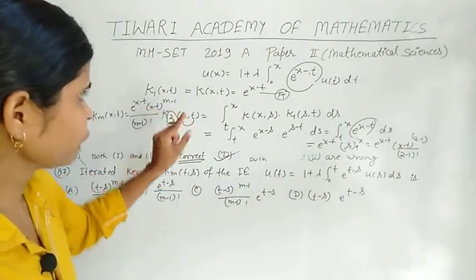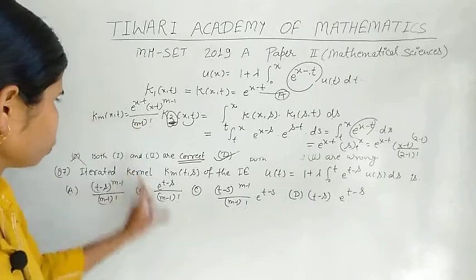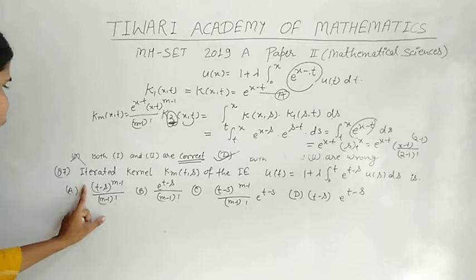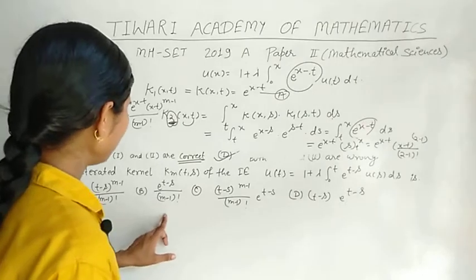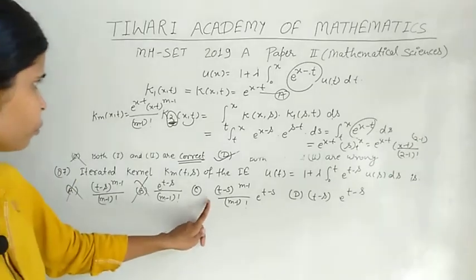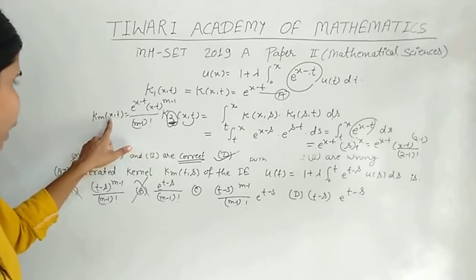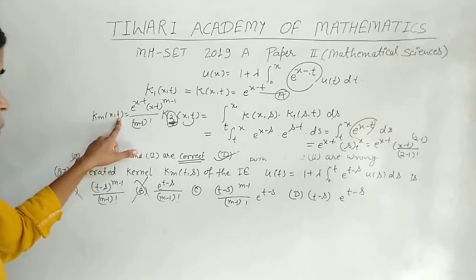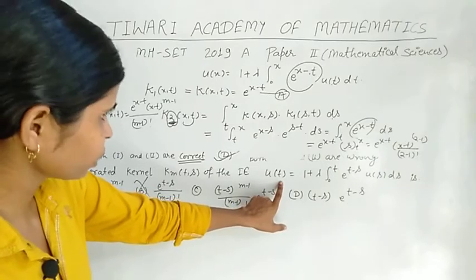here we find K2 x t and generalizing this we find this form. So option first, here e raised to power x minus t does not come in the multiplication, so option A is a wrong option. Here x minus t raised to power m minus 1 is not present, so option B is also a wrong option. And if we replace x is equal to s and t is equal to s, according to this x is replaced by t and t is replaced by s.